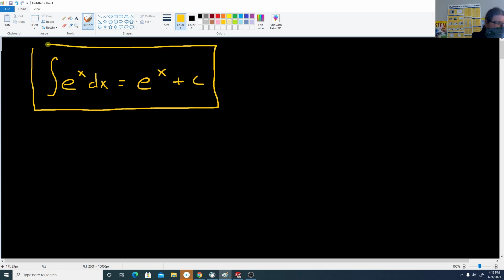Remember, e to the x is its own derivative, so it kind of makes sense. If you take the derivative of e to the x, it becomes e to the x, and then the plus c is because the derivative of any constant will go to 0.